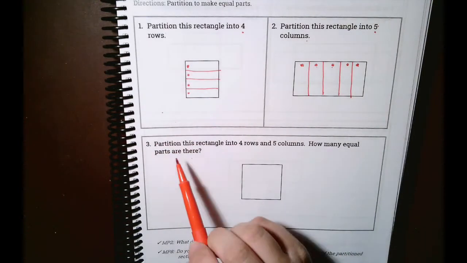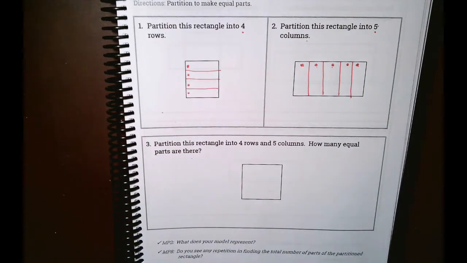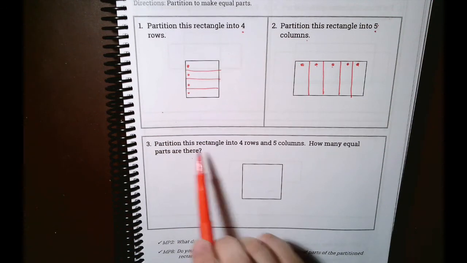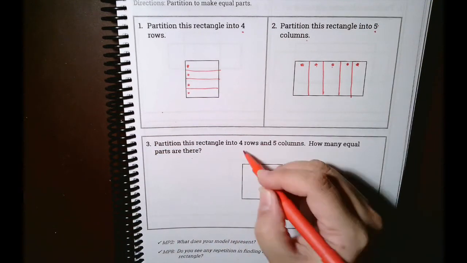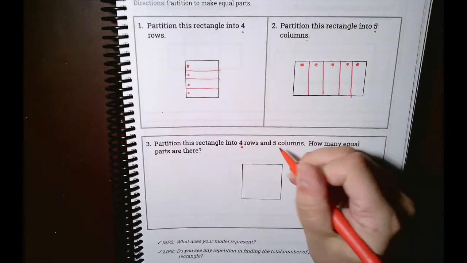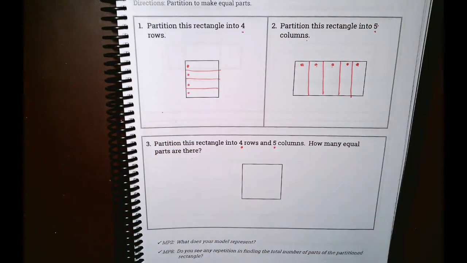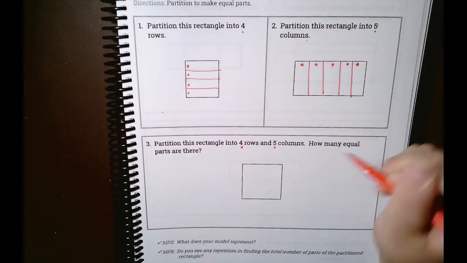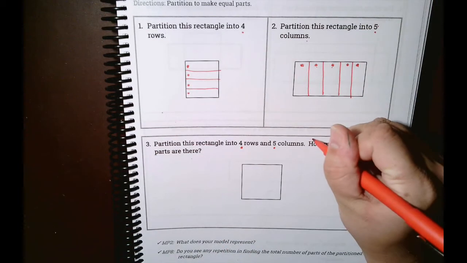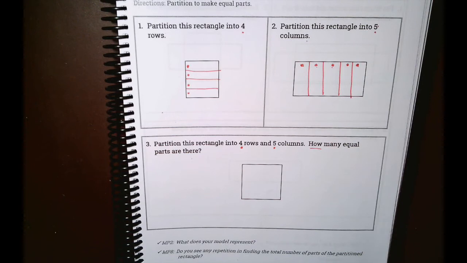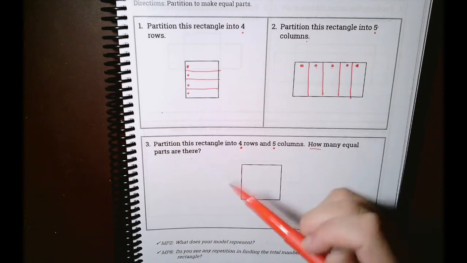All right. Number 3. Partition this rectangle into 4 rows and 5 columns. How many equal parts are there? Okay, so how many things do I need to do to make sure that I get full credit for this question? First of all, it says partition this rectangle into 4 rows, so I need to put 4 rows, and I need to do 5 columns. And then they ask me how many equal parts are there. So this is the 3rd thing that I need to do. Okay, so one thing at a time.